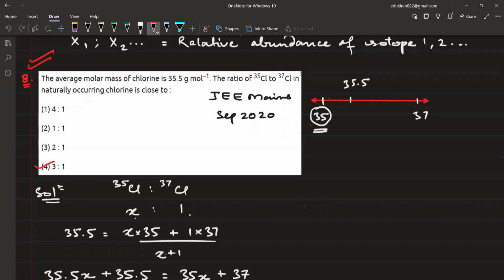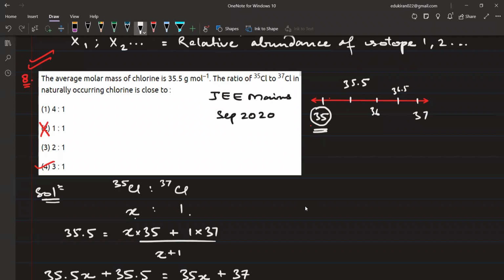So obviously this option, 1:1, is eliminated, because they are not equal. If they were equal, it would have been 36. Now, to get the accurate value, between these two the difference is 0.5. You will have 35.5 somewhere here, and then this is 36, this is 36.5, and this is 37.